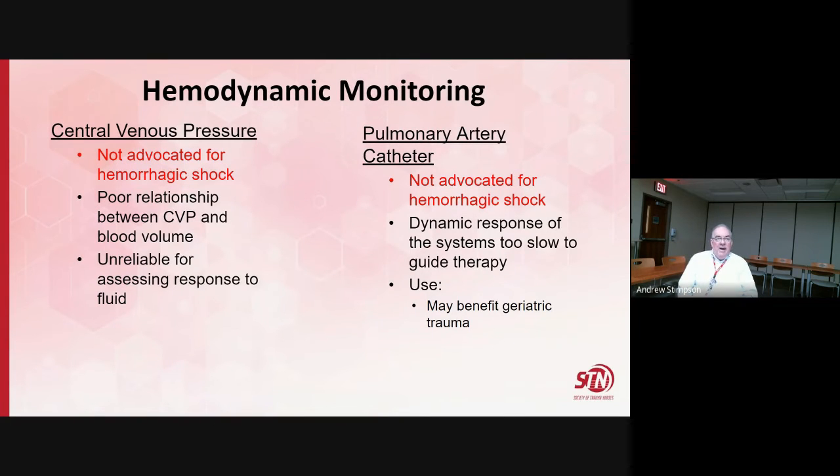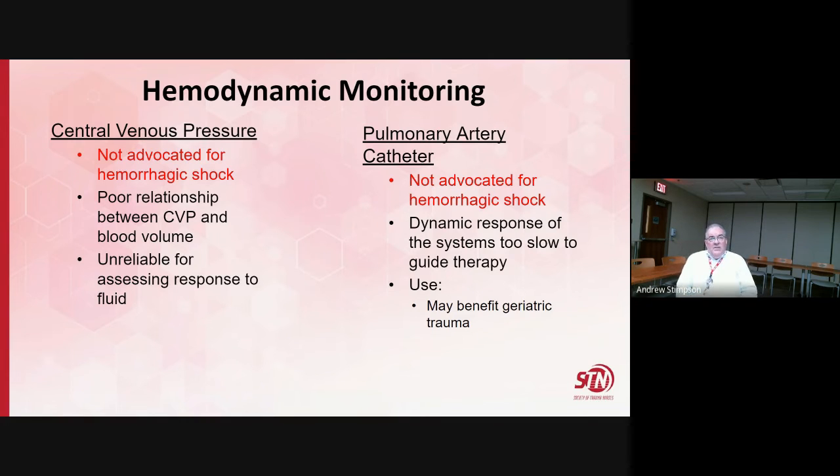When we talk about hemodynamic monitoring, I just want to make a few comments here. Central venous pressure is measuring a pressure, not a volume. So there's a real poor relationship between central venous pressure and blood volume. Can they be related? Yes, but there's a lot of other things that increase your central venous pressure. Central venous pressure is a measure of the right ventricular end diastolic pressure, but there are other things besides fluid that can impact this: intrathoracic pressure, a tension pneumothorax, positive pressure from the ventilator. So there's really a poor relationship between the two.